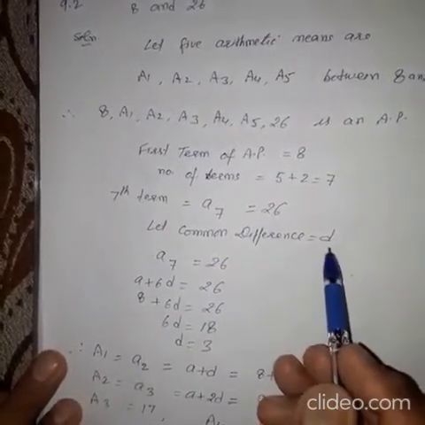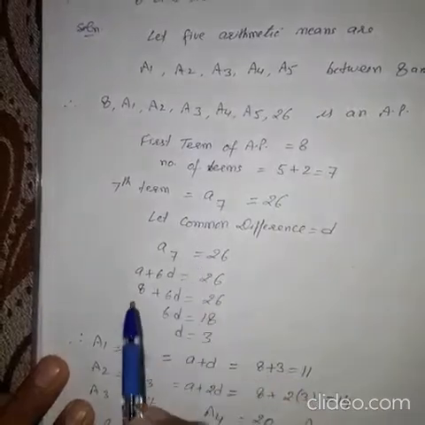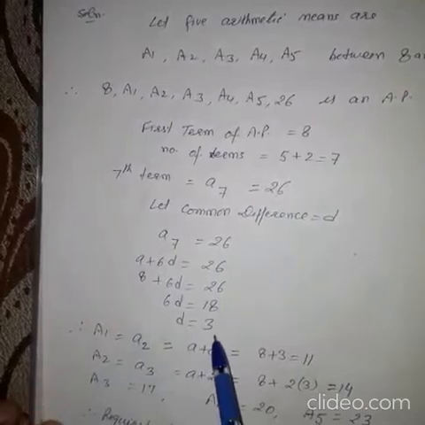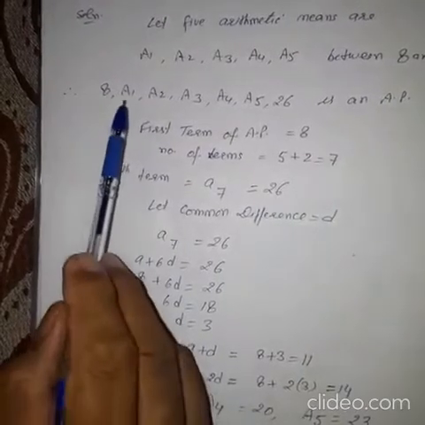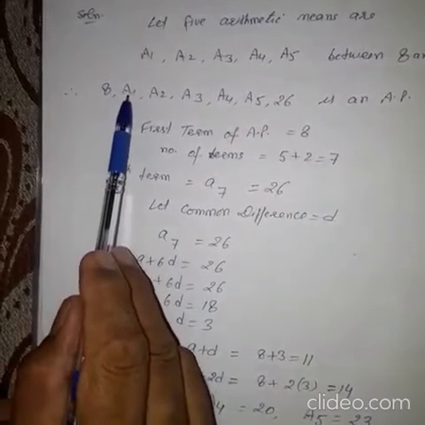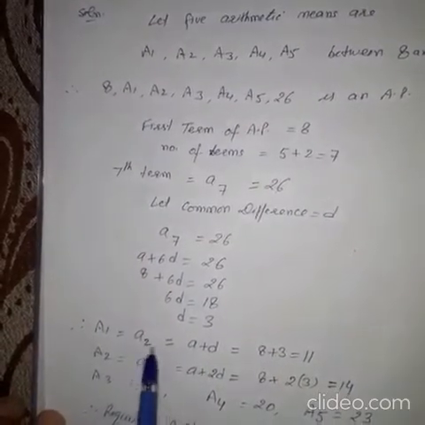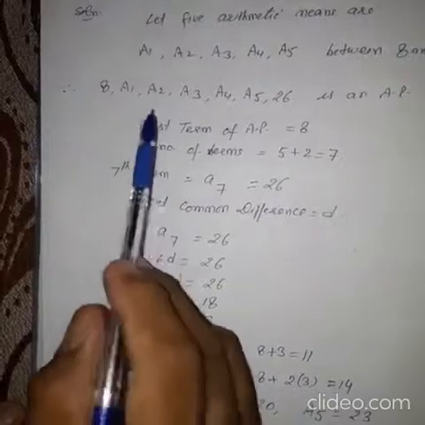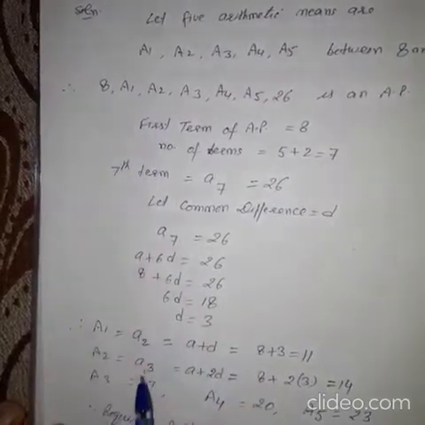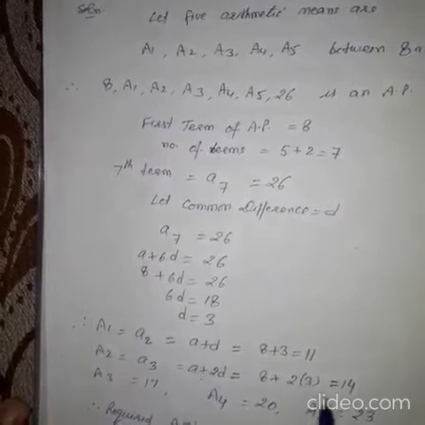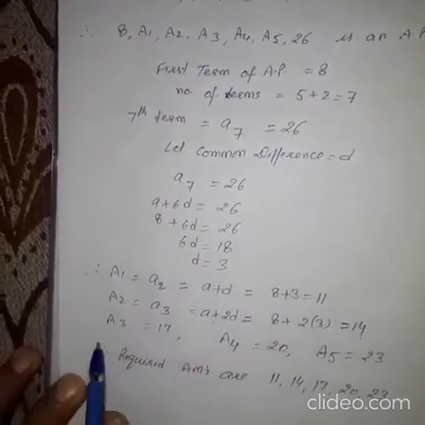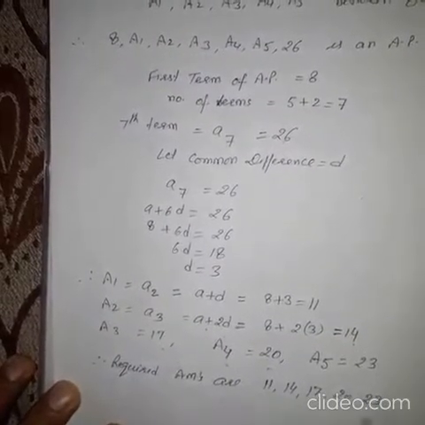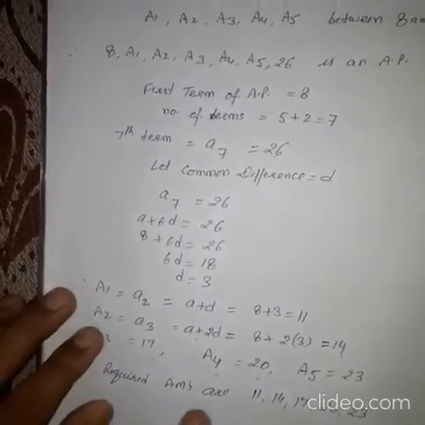Let the common difference be D. Now a7, using the formula, can be written as a plus 6D is equal to 26. Finding the value of D, it is 3. Now using this common difference we can find A1. A1 is the second term, written as a plus D, and after calculation it is 11. Similarly A2 will be the third term, using the formula a plus 2D, it is 14. Similarly A3 is 17, A4 is 20, A5 is 23. So the required arithmetic means are 11, 14, 17, 20 and 23. I hope it is clear.